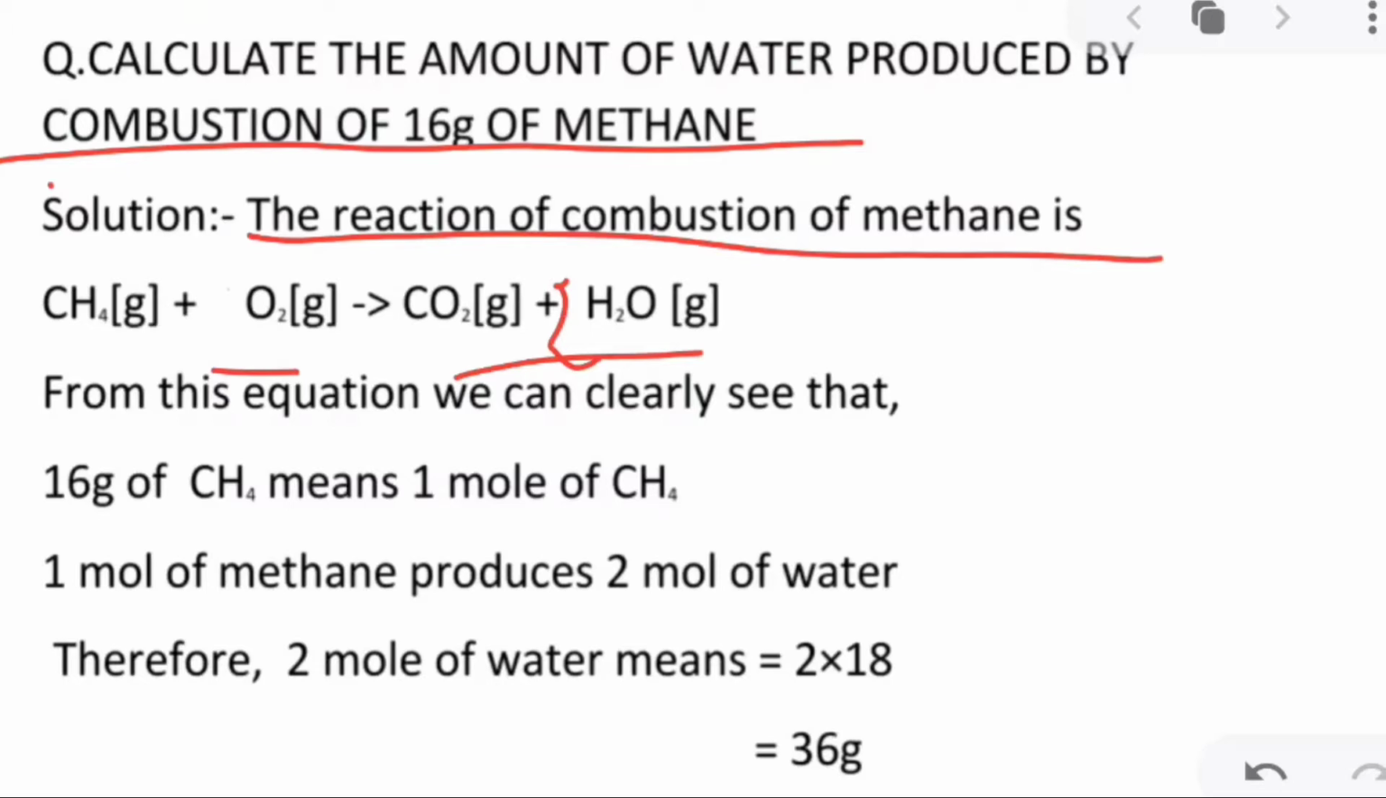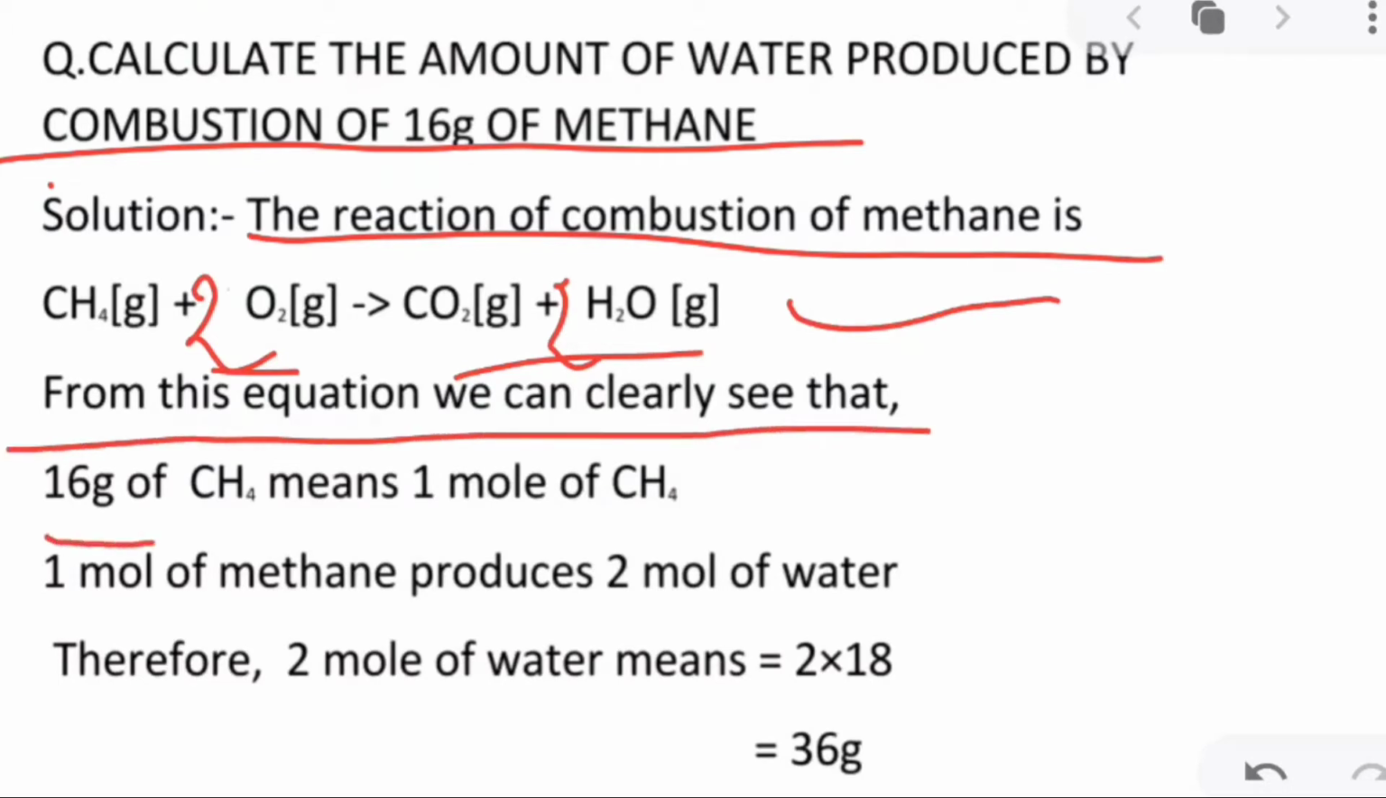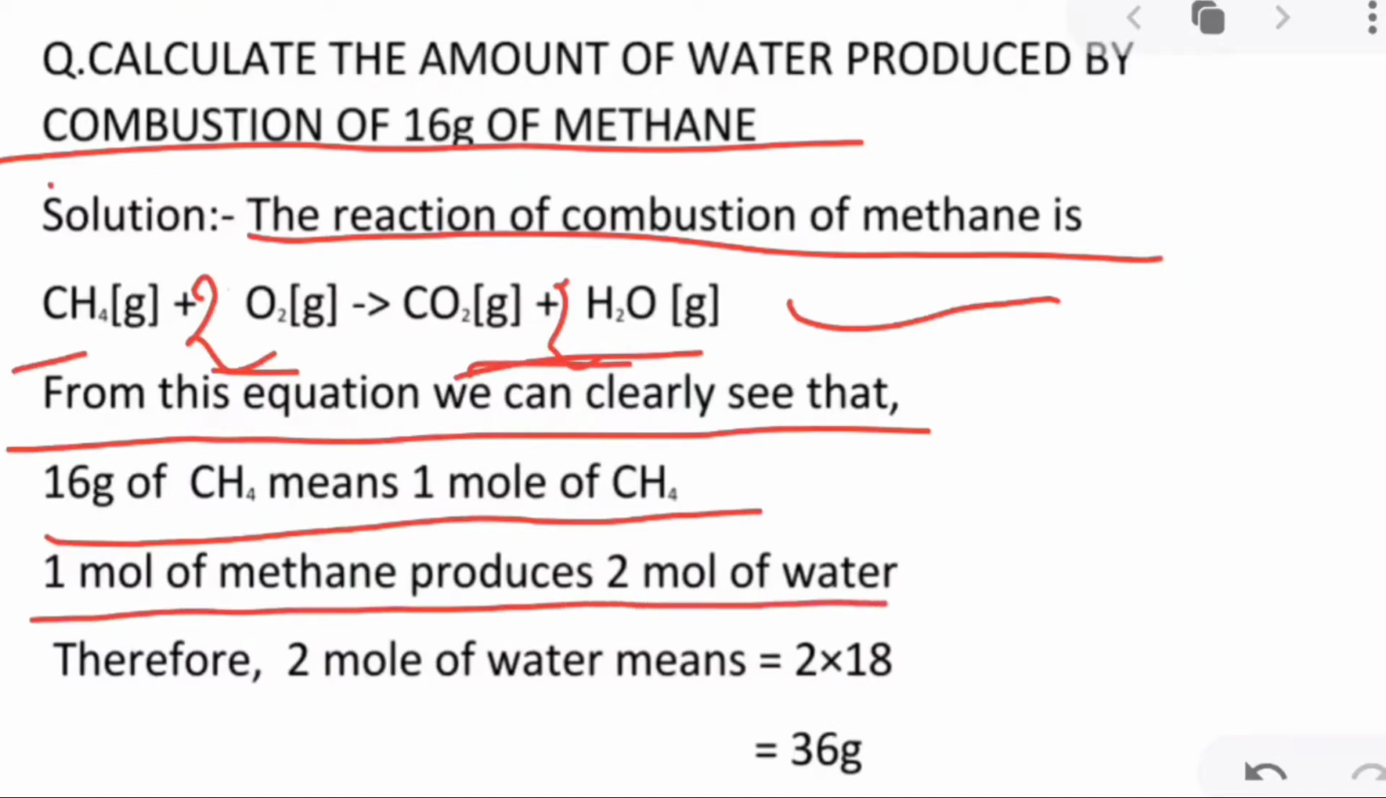Now let's go to oxygen atoms. Oxygen is now 2 on the left hand side and 4 on the right hand side. So by multiplying by 2 here we'll get 4 atoms of oxygen on the left hand side also. So now this equation is balanced. Now from this equation we can clearly see that 16 gram of CH4 means 1 mole of CH4, and 1 mole of CH4 gives us 2 moles of water. It means that 16 gram of methane produces 2 moles of water.